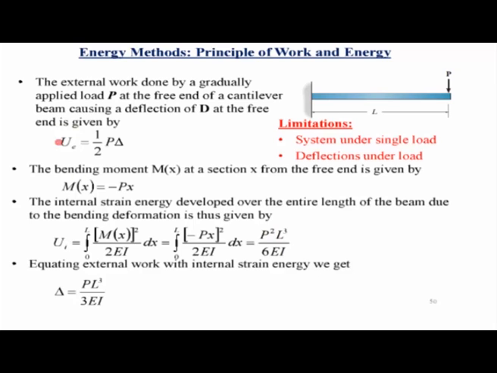So this is the internal strain energy, this is the external work done by the load. If you equate these two, you will see that the delta, which is the deformation, the deflection of the beam under the load, can be obtained as PL cubed by 3EI. So this is the deflection of the free end of a cantilever subjected to a concentrated load, and you see in this slide how we can obtain this deflection by equating the external work done by the load to the internal strain energy of the beam.